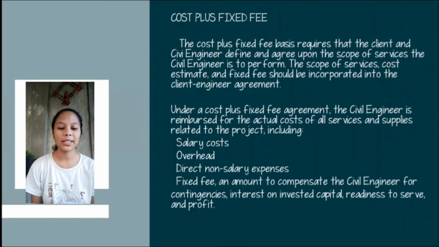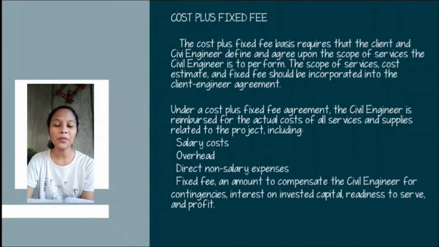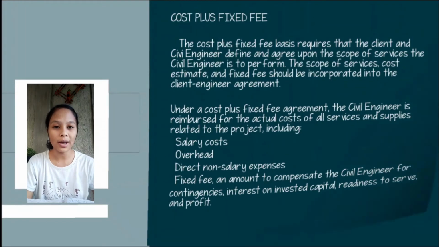The scope of services, cost of estimate, and fixed fee should be incorporated into the client-engineer agreement. In this type of agreement between a civil engineer and client, the civil engineer is obligated to have an accurate accounting of what he or she spent on materials and labors. So in this type of contract, there is much flexibility to accommodate both scope and fee changes as the scope of services is not well defined.